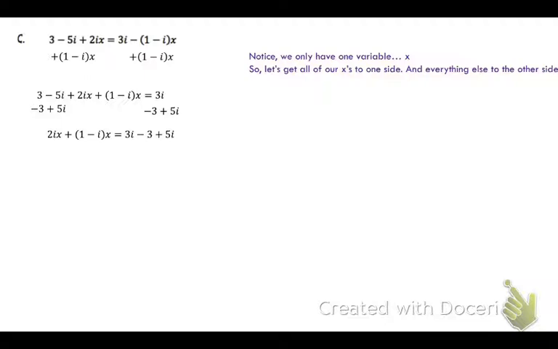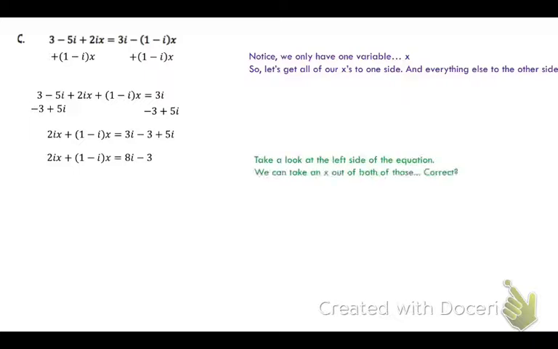Okay, so I end up with 2ix + (1 - i)x = 3i - 3 + 5i. You combine those i's on the left or on the right and you get 8i - 3. Now if we look at the left side of this equation, we can take an x out of both of those. So I'm going to factor that x out and I'm left with (2i + 1 - i)x = 8i - 3.